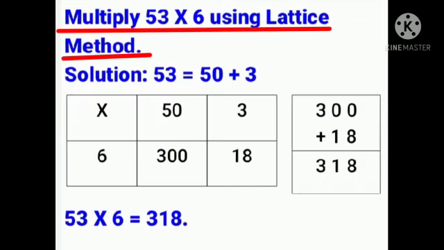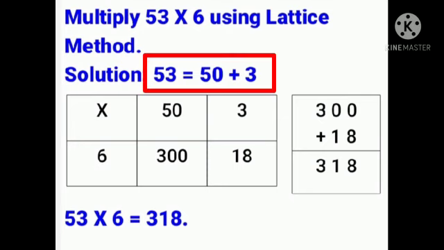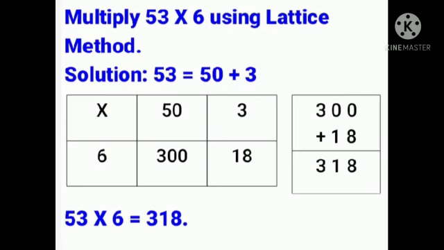Let's see next question. Multiply 53 into 6 using lattice method. Now here you can see 53 is a two-digit number and 6 is a one-digit number. So we are going to expand 53, that is 50 plus 3. Arrange them in the columns and let's start multiplication. 6 multiplied by 50. As 50 is having 1 0, we will write down 1 0. Remaining numbers are 6 multiplied by 5. So 6 5s is 30, so answer is 300. 6 3s are 18.